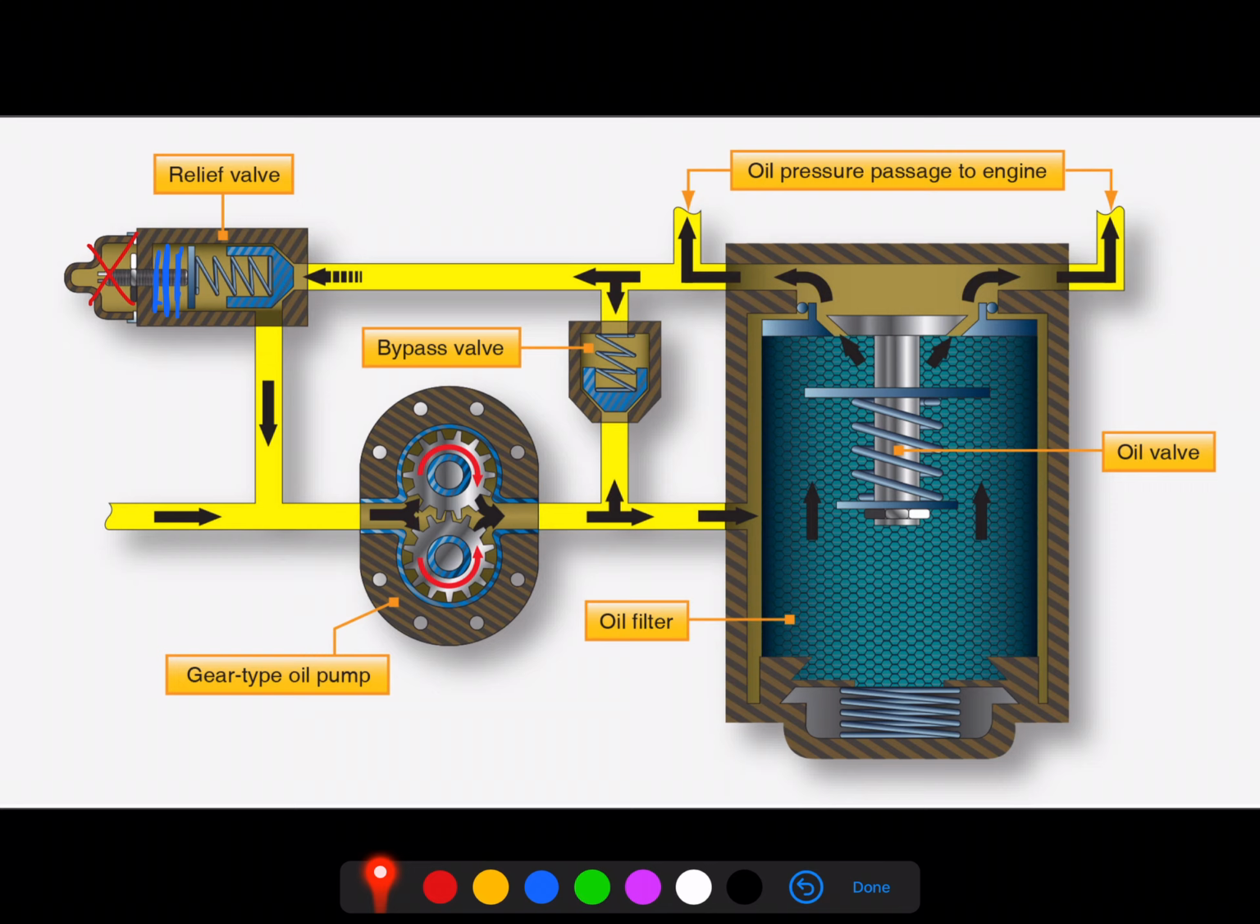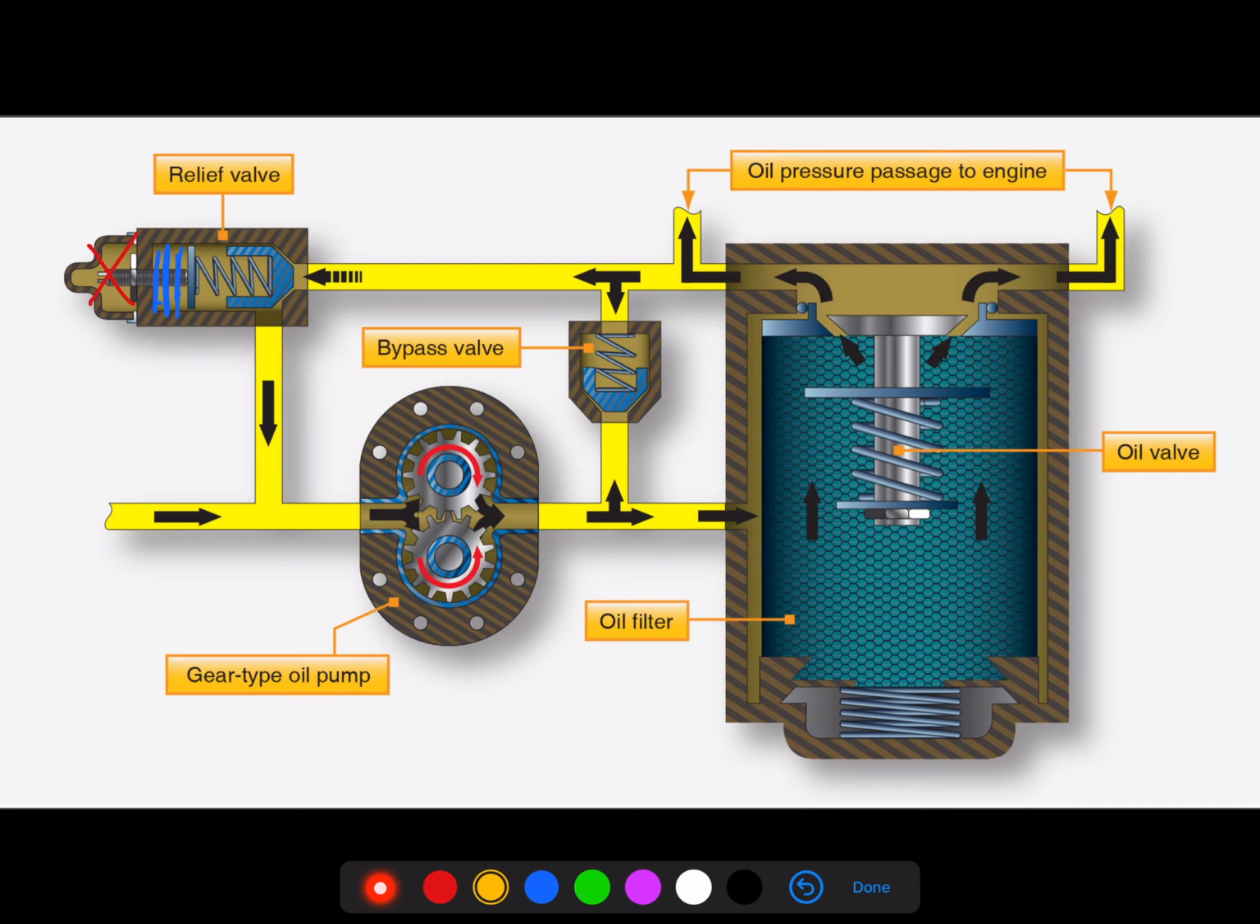Now let's take a look at the oil filter itself. In this case, this is a little bit different than what we might see with a traditional spin-on or cartridge filter setup, the way that it's depicting the oil coming into the filter through this side housing. However, one thing is consistent, which is the flow of oil.